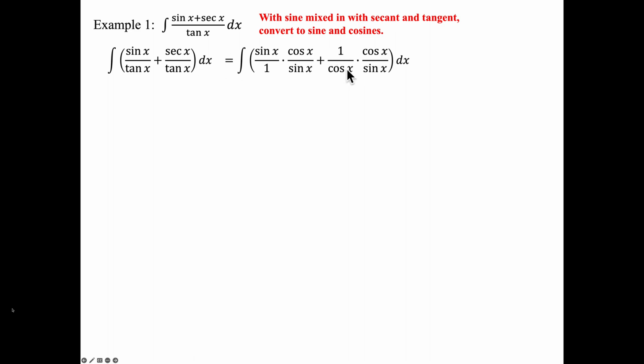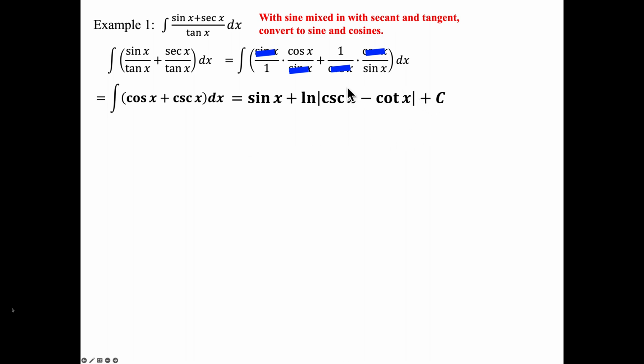Secant of x is 1 over cosine of x, and the same thing here with tangent of x. We'll have to put the cosine x on the top, sine of x on the bottom, just like we did here. And now we can do some canceling. Cancel the sine of x, cancel our cosines of x. And that's going to leave me with cosine of x plus 1 over sine of x, which we'll call cosecant of x. And so if I integrate cosine of x, that's going to be sine of x. And if I integrate cosecant of x, check that out on your table. I believe that's the natural log of cosecant of x minus cotangent of x, all inside your absolute value bars. Then your plus c.